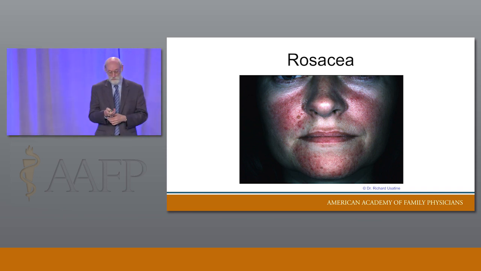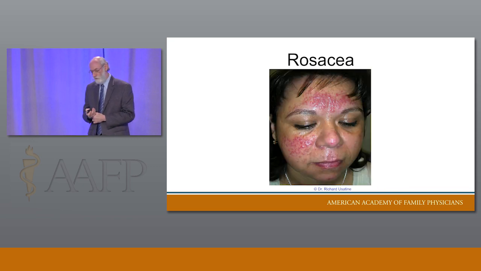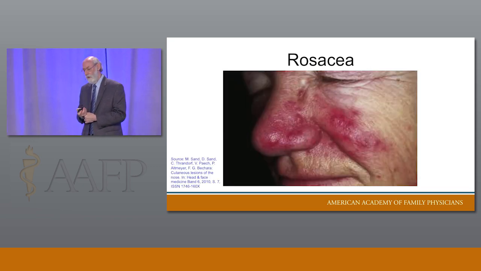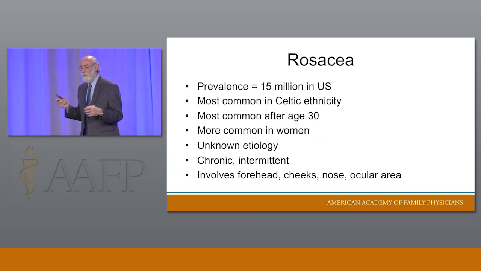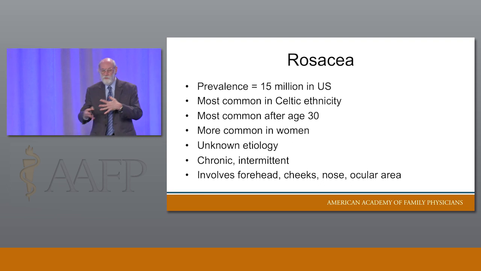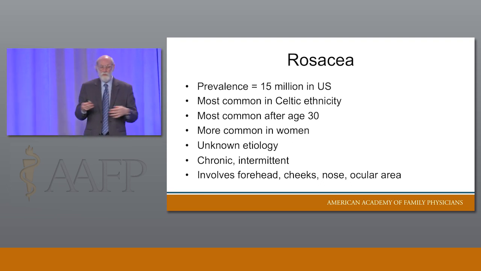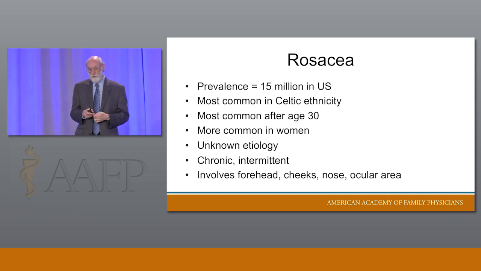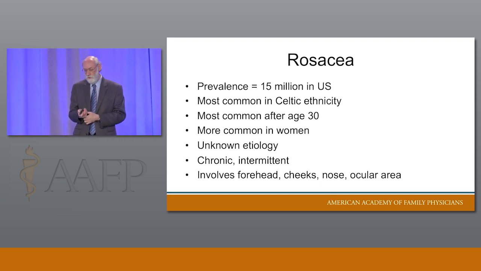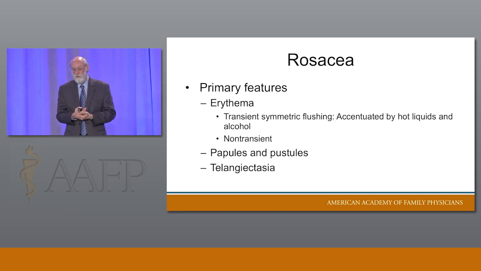Rosacea. You may hear this referred to as acne rosacea. Here we see another picture of rosacea. And another. Prevalence 15 million in the US. Look at this in patients of Celtic ethnicity, more common in the 30s, in women. Don't know what causes it. Some enthusiasm even for a mite infestation. See it around the forehead, the eyes, and the face.